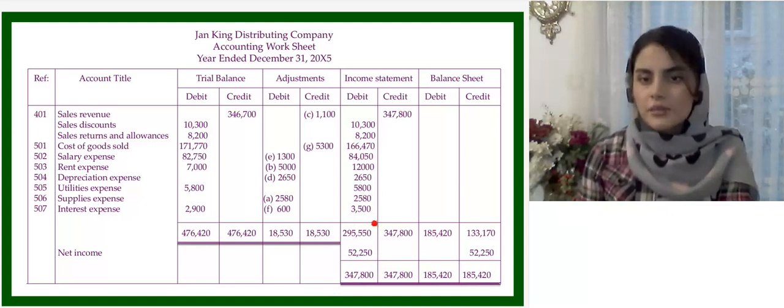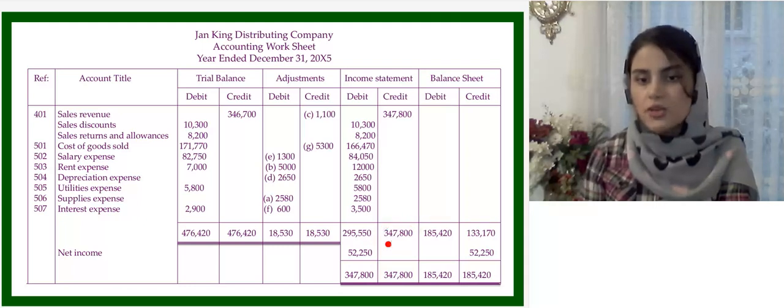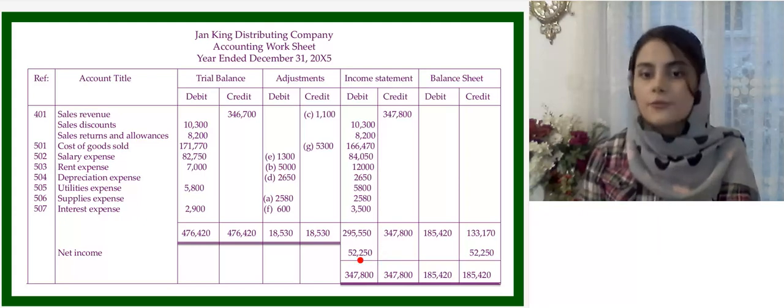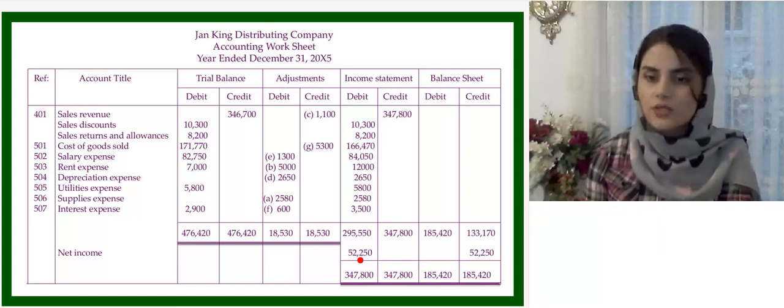If you can see, in the income statement the debit and credit amounts are not equal, so we should equalize them, and we should balance it with 52,250. So this is the net income of the company.